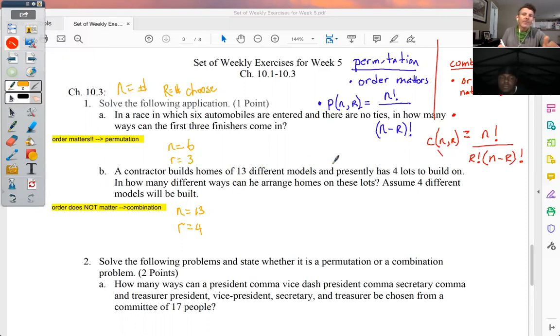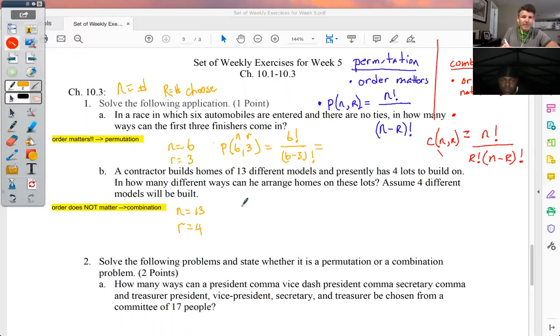Okay, so now what do we do with these? We plug them into these formulas. This PNR thing is just like saying P6,3 is equal to, and remember, this is our N and this is our R, and then we plug it into the formula. So that'd be 6 factorial over 6 minus 3 factorial. And you know how to do that because you already did that in the first section, in 10.1, you know how to plug that in and simplify it.